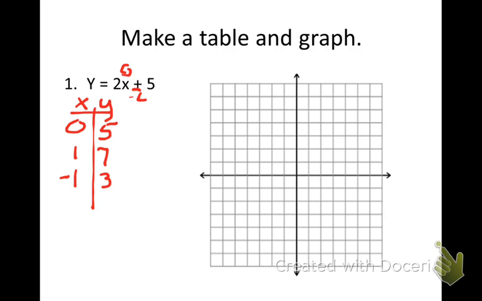So 0, 5: don't go anywhere right or left, and then go up 5. Put your point. 1, 7, so right 1, up 7. Put a point. And left 1, up 3. Put a point. Now, if they don't lie in a straight line, that's a clue to yourself that you did something wrong. So you draw a line through these and put arrows on it.